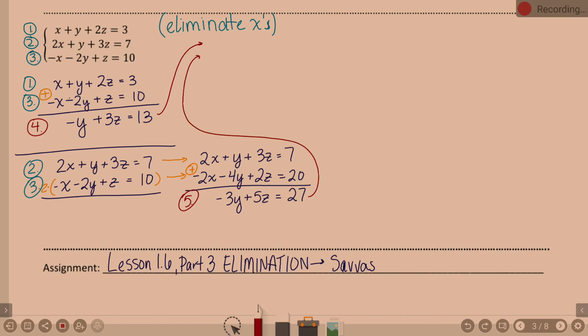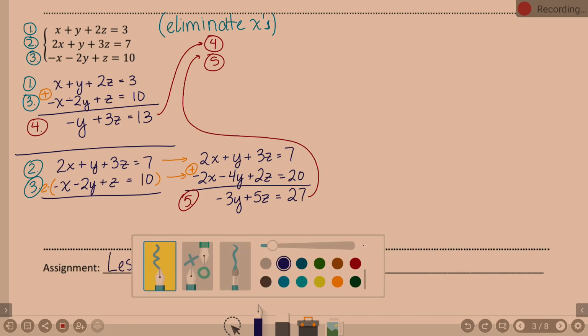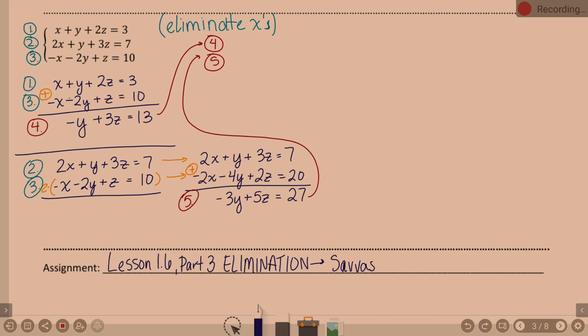I'm going to put my equations 4 and 5 together and see what I want my next plan to be. So 4, I'm going to write it here as negative y plus 3z equals 13. Equation 5, negative 3y plus 5z equals 27. Okay. So looking at equations 4 and 5, you have a new choice to make. What would you like to do here, Emily?